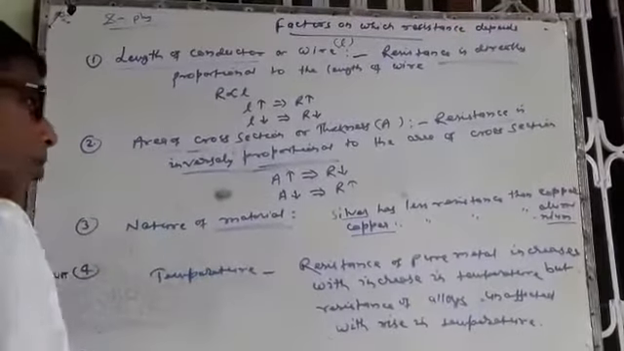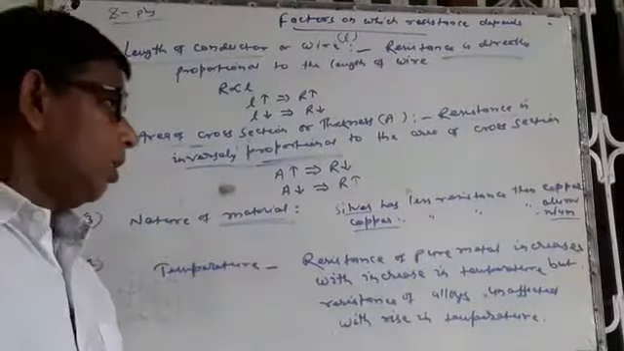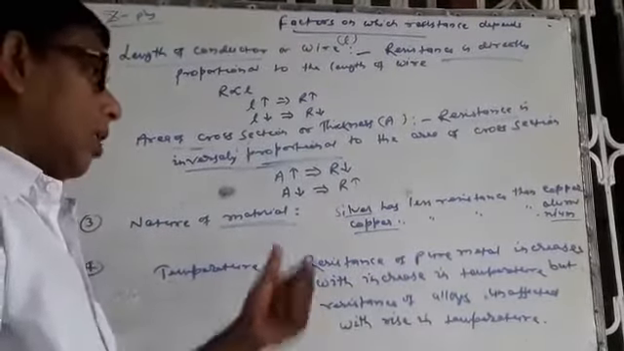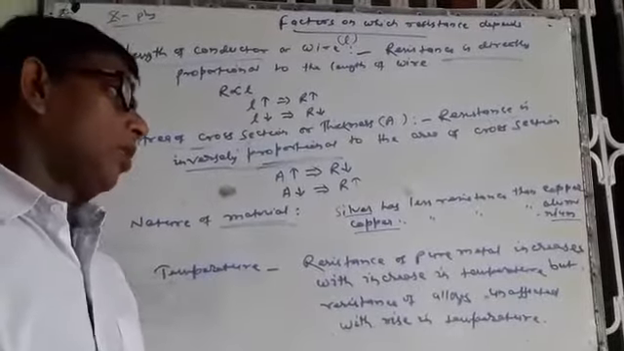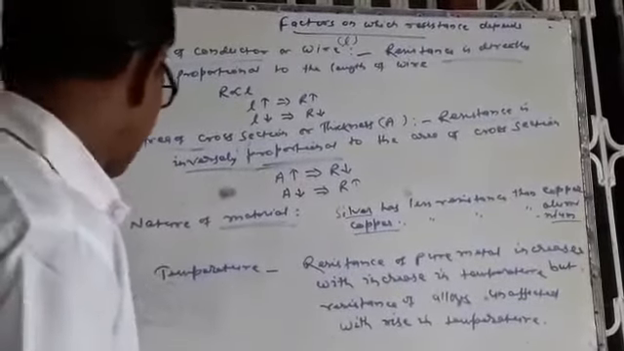This is the nature of material. That's why in the market, in our locality, silver is costlier than copper and copper is costlier than aluminium. This is nature of materials.